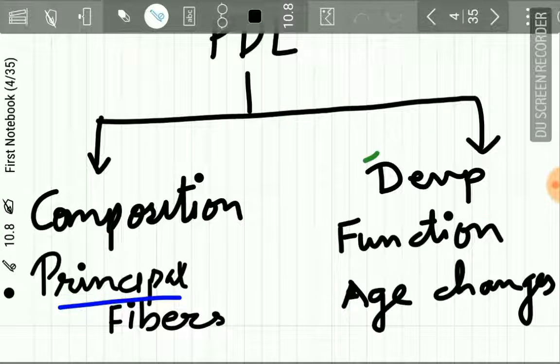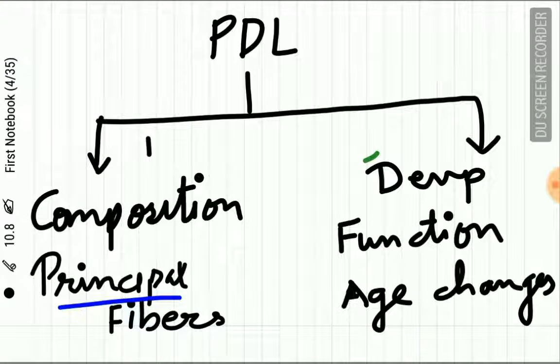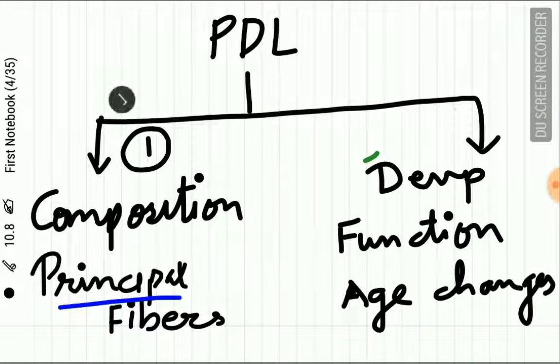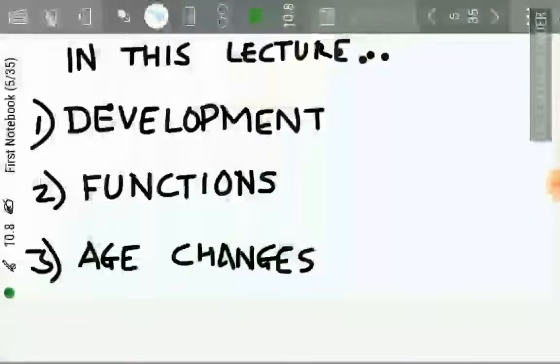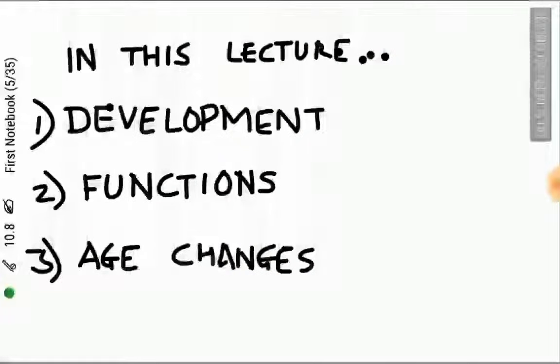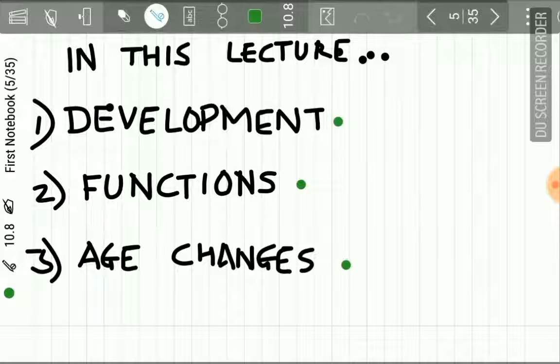So without wasting any time, let's begin with periodontal ligament part 2. In the earlier part, that is part 1 of the periodontal ligament, we have studied about the composition and the principal fibers. Now in this lecture, we will be studying about the development of periodontal ligament, the functions and the age changes related to the periodontal ligament.